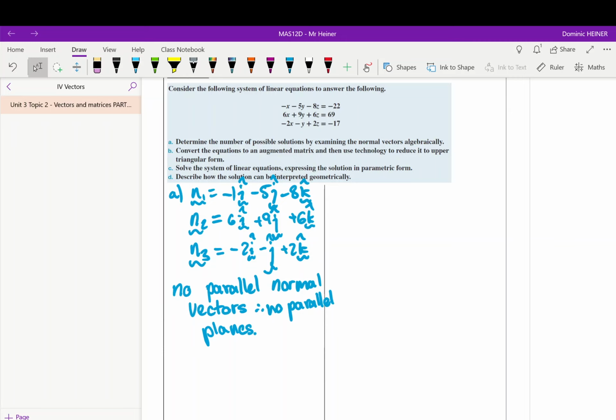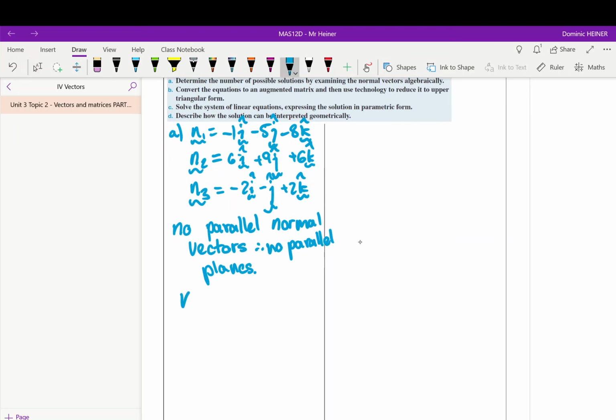Okay, so if a unique solution exists, the normals will not be coplanar. So let's use the scalar triple product and check what the scalar triple product is equal to. If it's equal to 0, then the three planes are going to be coplanar, and we'll know that if we already know that they're not parallel. So it could be planes intersecting in a line, or it could be planes not intersecting at all. So finding the scalar triple product of n1 dot n2 cross n3.